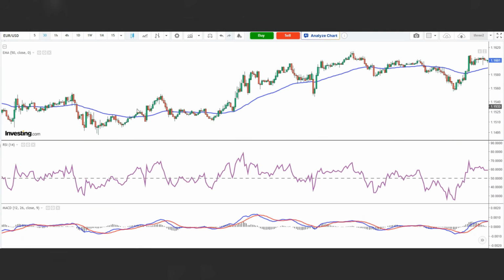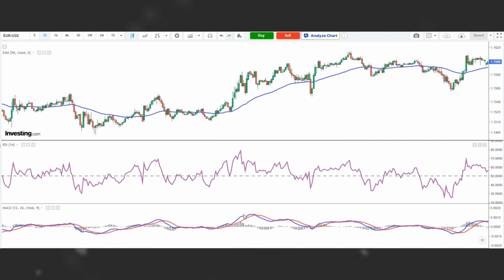Let's look at a simple day trading example. On this 30-minute chart, the price is above the EMA 50, so the trend is bullish. RSI 14 is also above 50, confirming bullish strength. Now we wait for the MACD 12-26-9 bullish crossover. Here it happens. This crossover gives us the entry signal and we only look for buy setups because the trend is already confirmed.